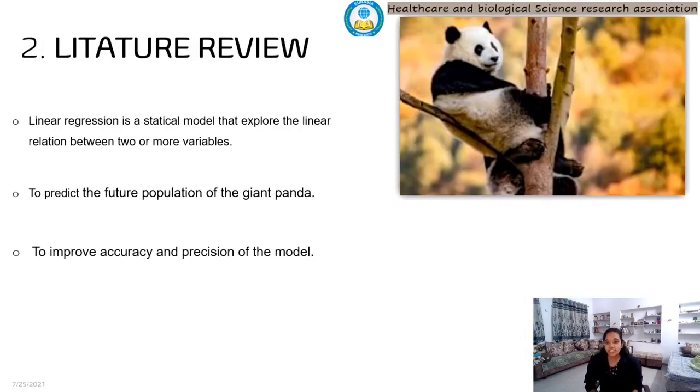Second one is literature review. Linear regression is a statistical model that explores the linear relationship between two or more variables. Our study was conducted to predict the future population of the ZN panda, by which we will become aware and prepare for future challenges. Nowadays, modern researchers also use machine learning to predict using modeling approaches and parameters to improve accuracy and precision of the model.